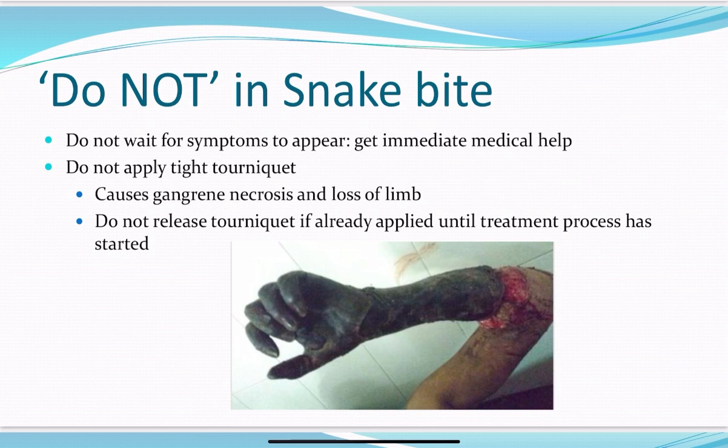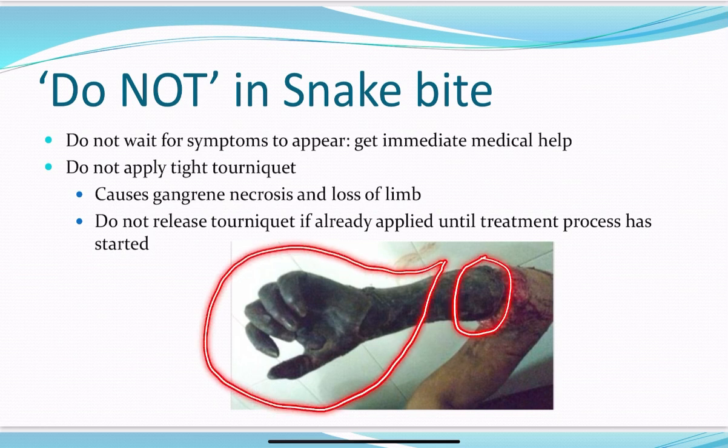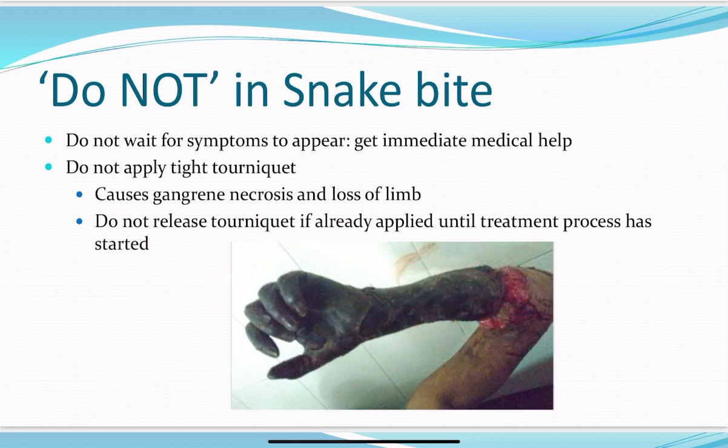This is because after you apply the tourniquet, the venoms can actually get pooled in the parts that are distal to the bite area. And when you release the tourniquet, then the venoms from this part can easily disseminate into the whole body.